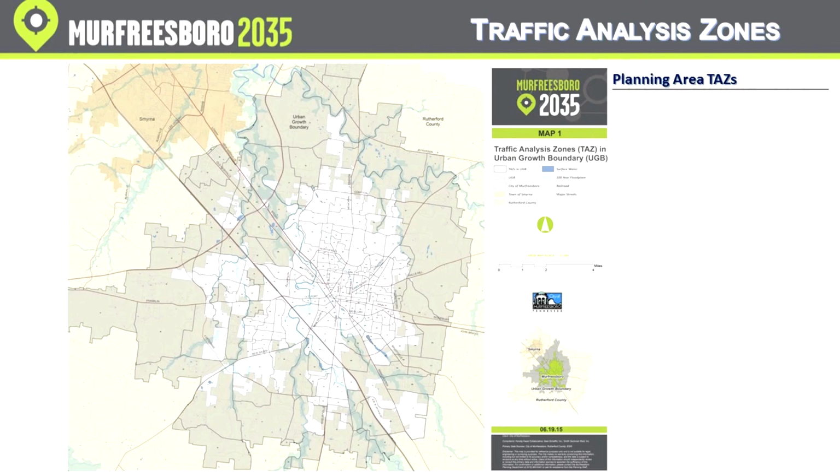So what we're going to do with this land use map after it's finally approved is we're then going to overlay that map with the Metropolitan Planning Organization's traffic analysis zones. And what we're going to do then is basically start to evaluate and discern what trip generation is going to result as a result of these proposed land uses.